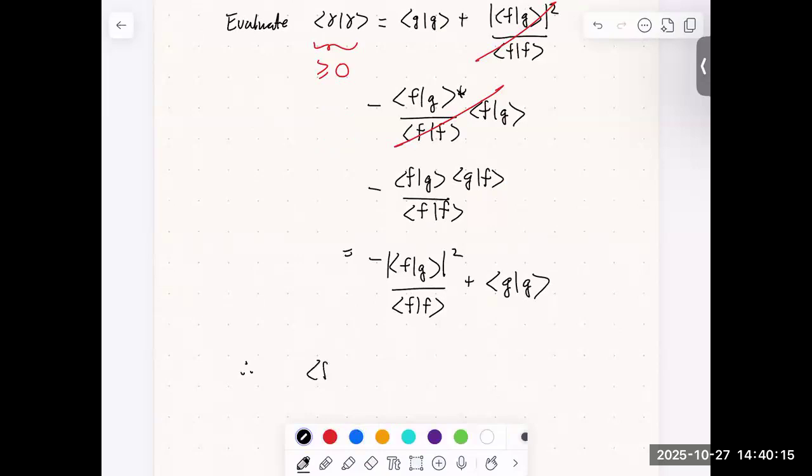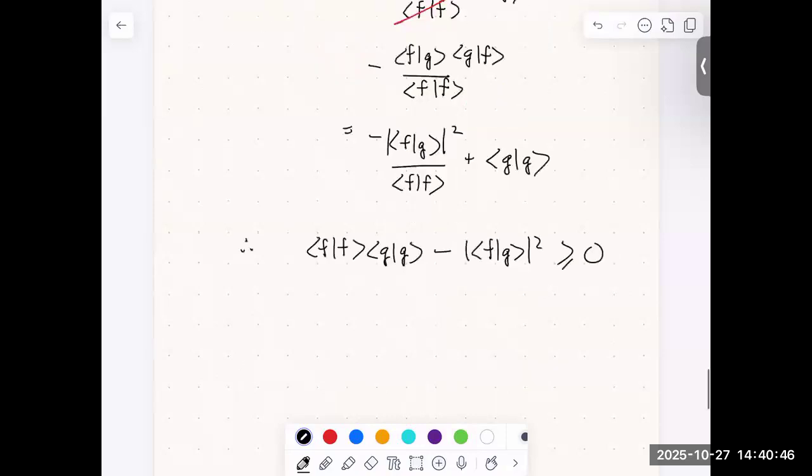So f, g, minus f, g squared. So I've just multiplied by f inner product with f. And then that has to be greater than 0. And so something greater than 0 multiplied by something positive is still a result that's greater than 0. And so this has to be greater than or equal to 0. And so finally, we get the Schwarz inequality, which we want to use.